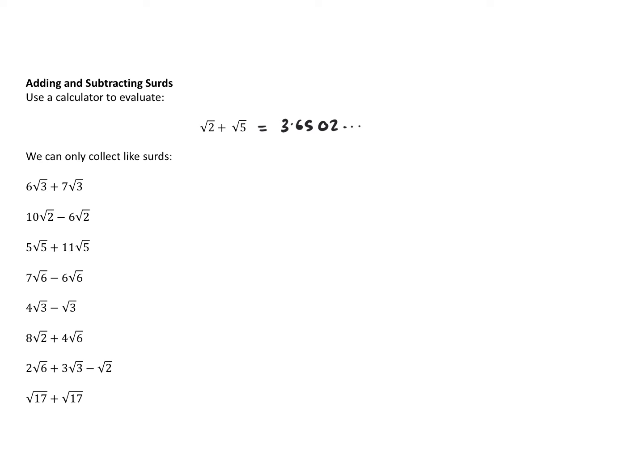So, as you can see, it is not the same as root 7. You can check root 7 separately, and that's equal to 2.645... So you can see very, very clearly that root 2 plus root 5 is not the same. That sign means not equal to root 7. They are two different surds. And you cannot add together root 2 and root 5. These are unlike surds. You cannot simplify them.